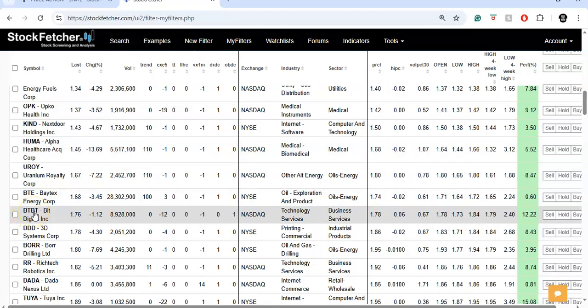This stock here I bought, BTBT. Never traded it before, didn't know anything about it. So I picked it up, I think, let me check a look here. Huh. That's strange. I'm trying to see, why is that doing that?